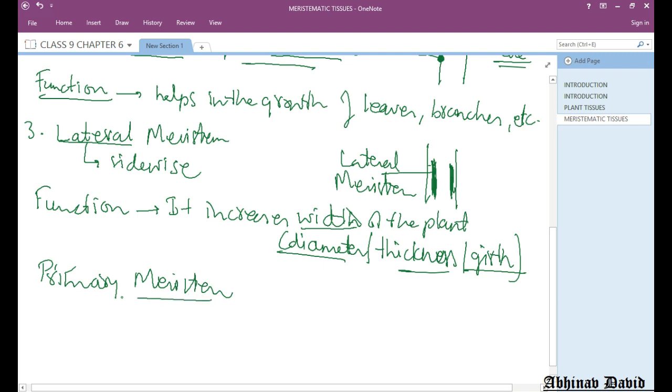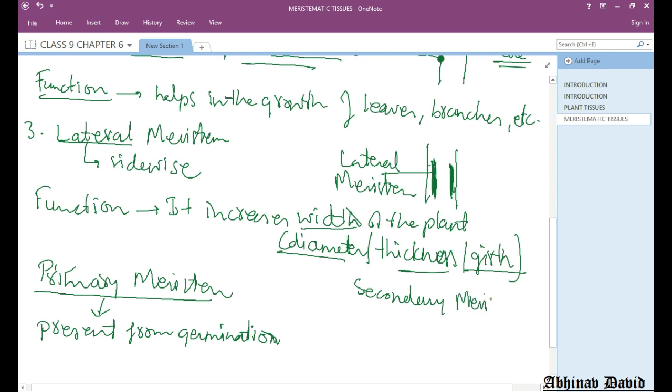So what is primary meristem? Let us first consider primary meristem. Primary meristems are present since the germination of the plant. They are present from the starting of the plant life, so that is why they are called primary meristem. They are present since the plant is formed, from germination. What about the secondary meristem?